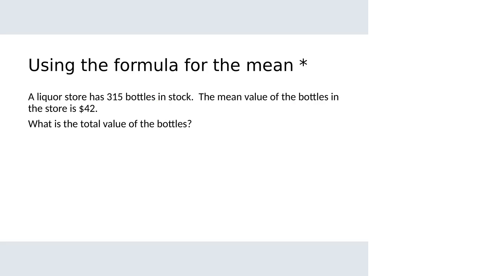A liquor store has 315 bottles in stock. The mean value of the bottles is $42. What is the total value of the bottles? And I'll set up a poll for this. And what we want to know is the total value of all those bottles.